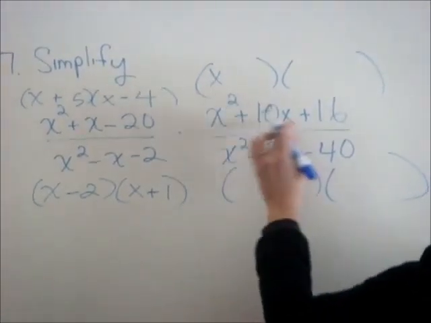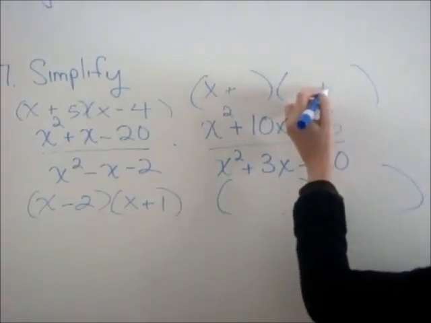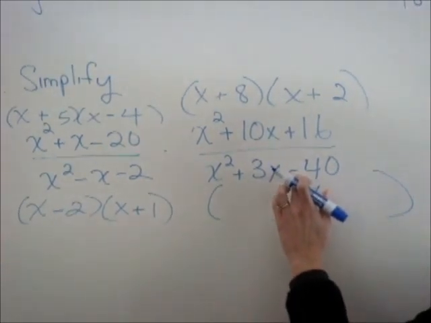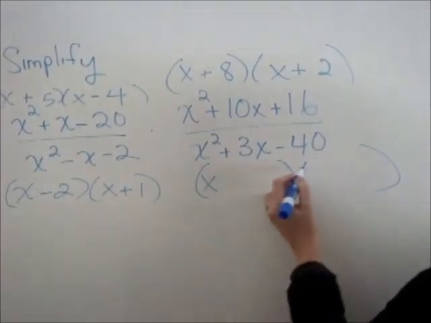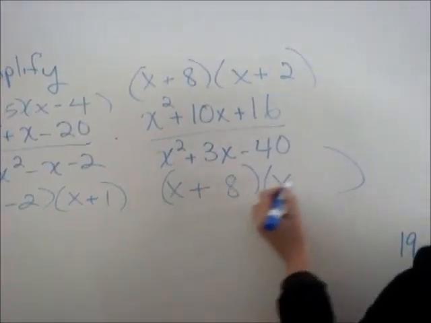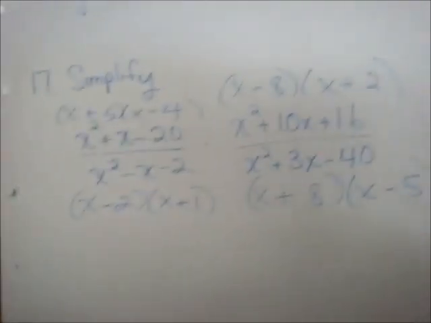This one's x. They're both positive, so these are both going to be positive. So it's going to be 8 and 2, add up to 10. And this one is negative, so we get x. One's negative, one's positive. So it's going to be plus 8 minus 5. That you did pretty well.